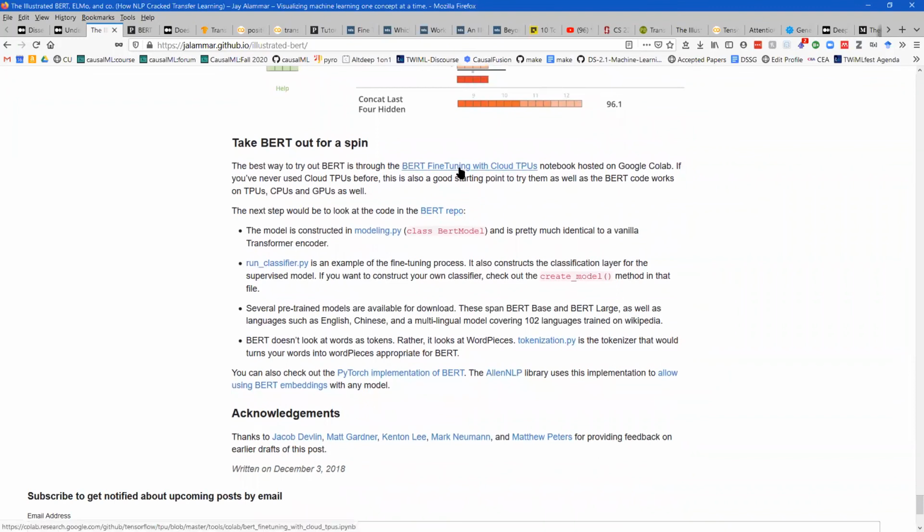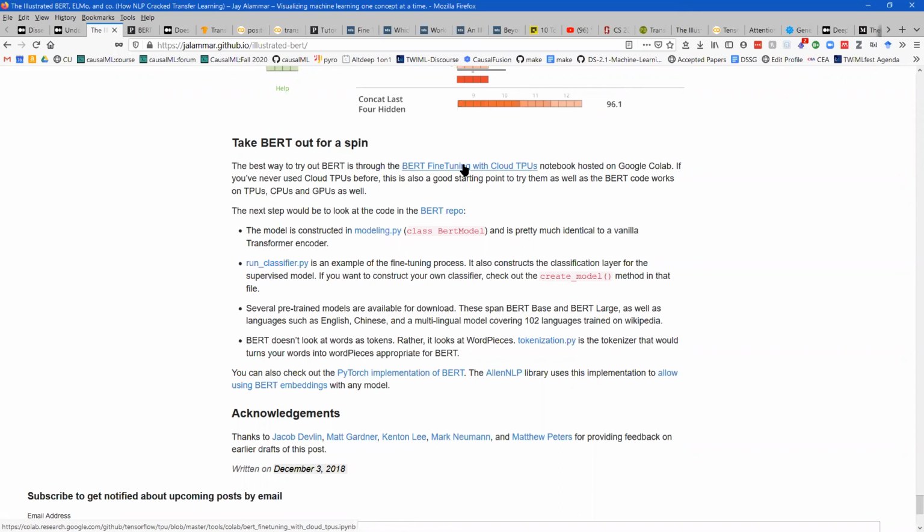And I think the best thing to do next time is to just continue on with this, because he says, unless somebody has a better idea, this is at the end of 2018, right? So it's almost 2 years ago. But he says the best way to try out BERT is through the BERT fine-tuning with Cloud TPU's notebook that's hosted on Google Colab. So this is a good place to use next, unless somebody knows of a better one where you can just take a Colab notebook and start playing with BERT. Maybe there's a better one that we could use for next week.